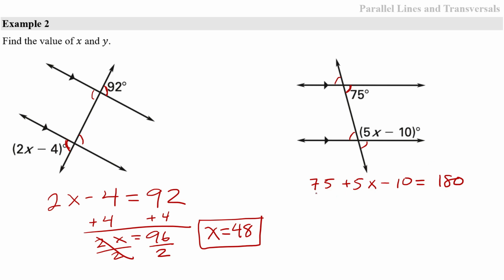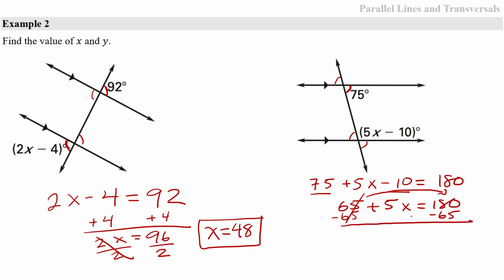I can combine like terms here. 75 minus 10, if I combine those two, I get 65. And 65 plus 5x is going to equal 180. Then I can bring this 65 to the right side by subtracting 65 to get rid of this one on the left. And what am I left with? I'm left with 5x equals, and then 180 minus 65 is going to be 115. And then I can divide both sides by 5. And then I will get x is equal to 23. And there's your answer.